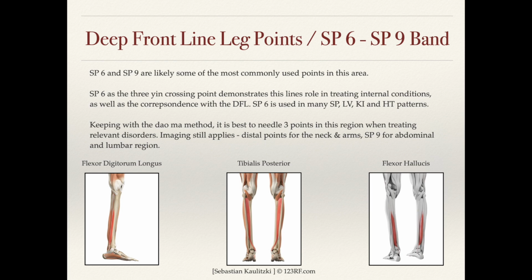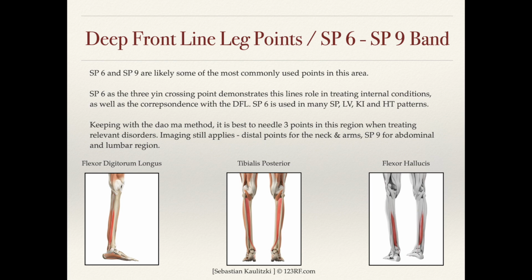Now, we'll use spleen 6 for many types of patterns. We use it for various types of spleen patterns. That might be spleen chi deficiency, or we might use it for spleen damp even. We'll certainly use spleen 9 for spleen damp. And for any other type of spleen patterns, it's not uncommon to use spleen 6.